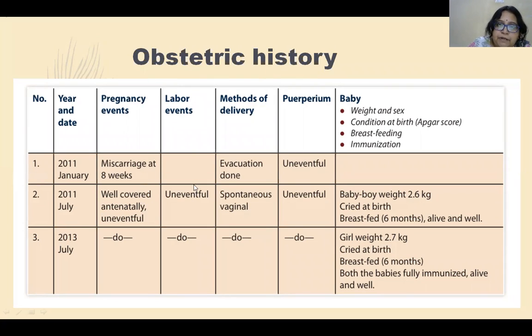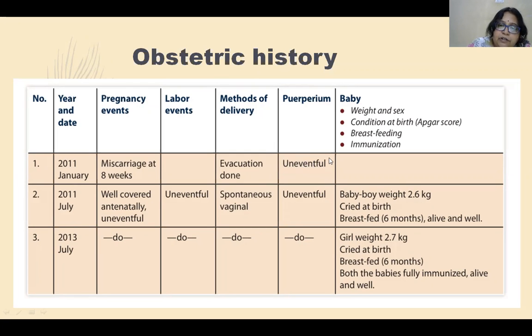And how was the labor? Whether it was uneventful or whether there were any complications during the labor. And you need to inquire about the pregnancy events in each trimester, first, second, and third. If she had any complications, whether the pregnancy went to full term or not, then how was the labor, whether it was a normal delivery or a cesarean, and how was the puerperium? Any blood transfusion required, or whether there were any infections.